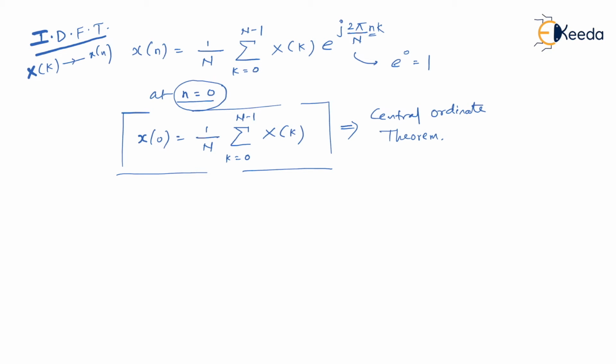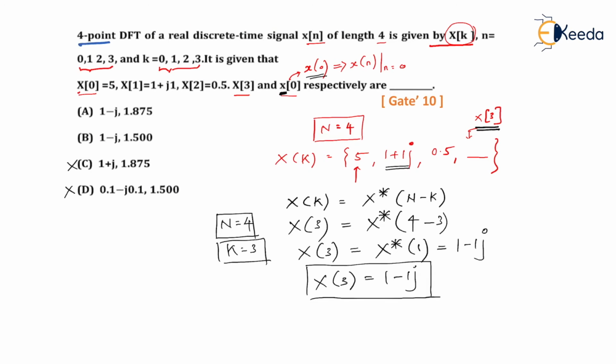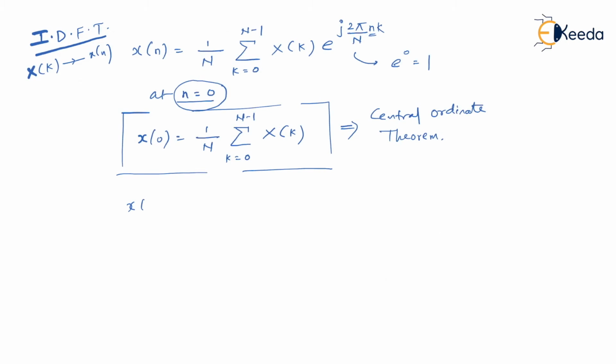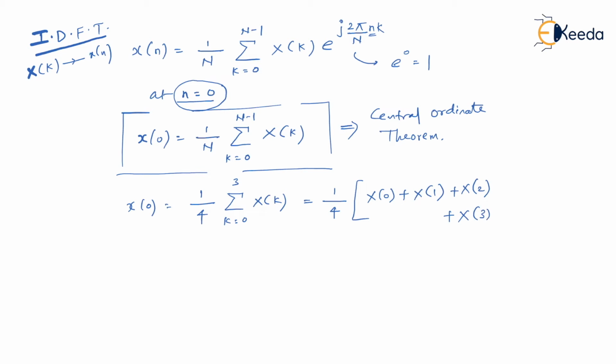Am I right? Now here, the value of N equal to how much? It is 4, because it was a 4-point sequence, because they have said it is 4-point DFT. Am I right? Yes. So I would say x of 0 is simply 1 by 4, where k is varied from 0 to 3, x of k, or I can now expand it like this: 1 by 4 in the bracket x of 0 plus x of 1 plus x of 2 plus x of 3.